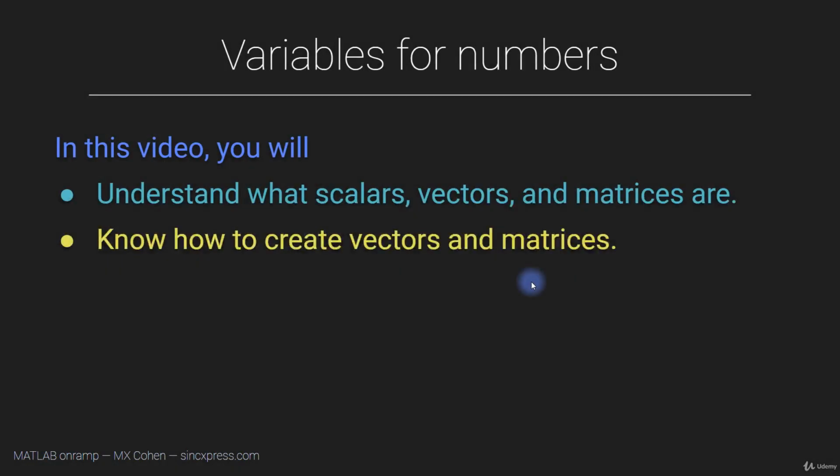Now that you know what variables are, it's time to start learning specific categories or types of variables. So in this video, we are going to begin with numbers, so numeric variables. These are variables that store numbers, in particular, things called scalars, vectors, and matrices. So I'm going to introduce you to these concepts here in this video.